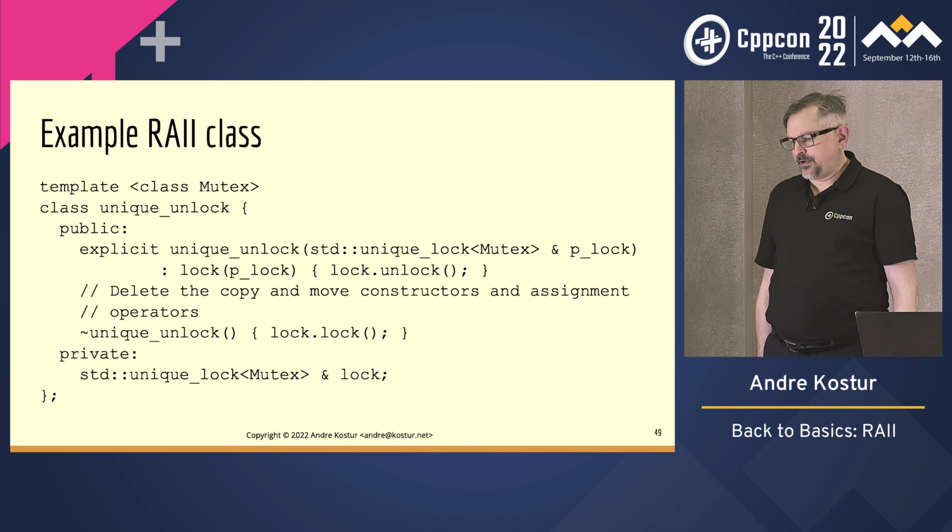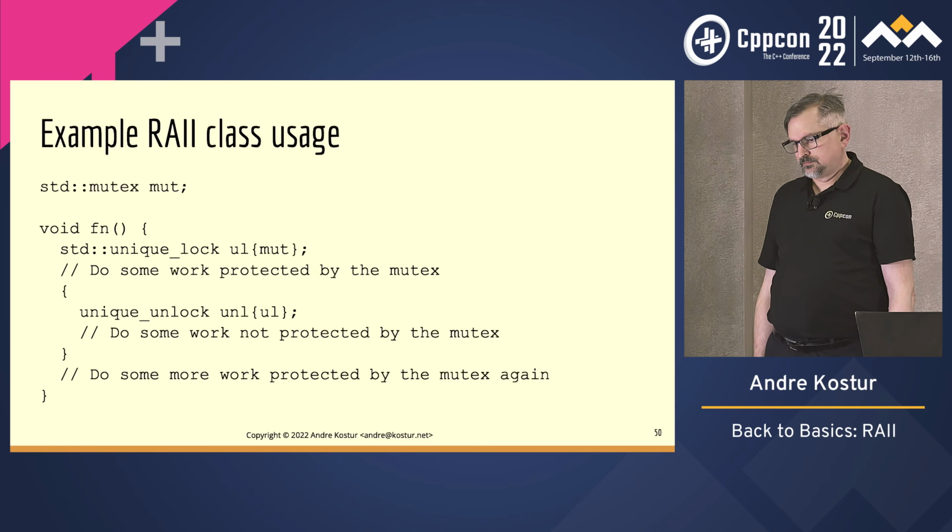In the wonderful commented area, I delete the copy and move operations because I don't want people to move my resource around. And during my destructor, I relock the mutex, which of course will block until I actually acquire the mutex. Which means I end up with something like this.